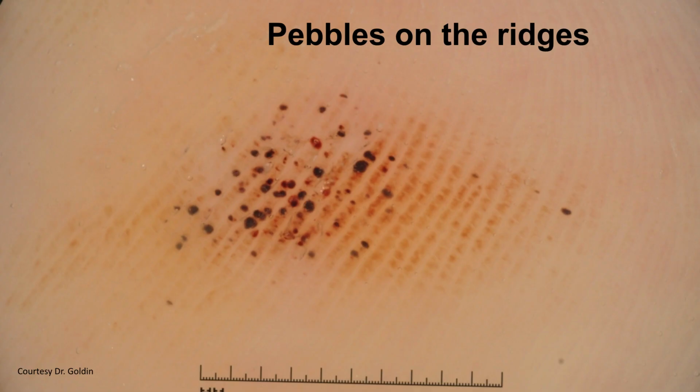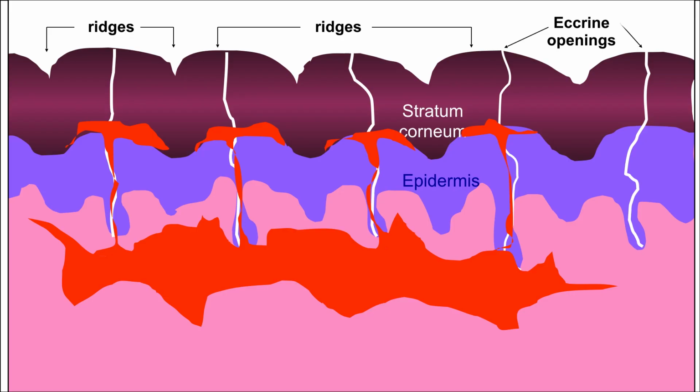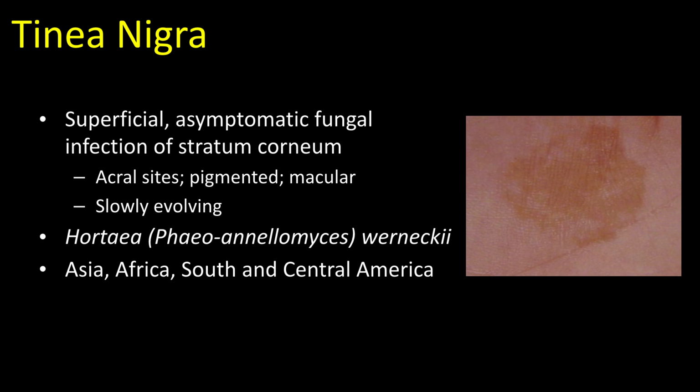In more subtle presentations, like in this individual, you see pigmentation actually along the ridges, but you see those reddish blackish globules or clods on the ridge. Those have been termed pebbles on the ridges. They occur because the blood traverses around the eccrine coils and gets trapped between the stratum corneum and the epidermis.